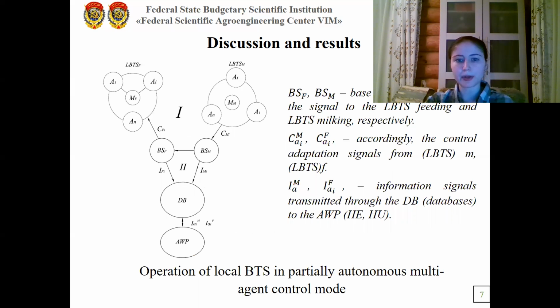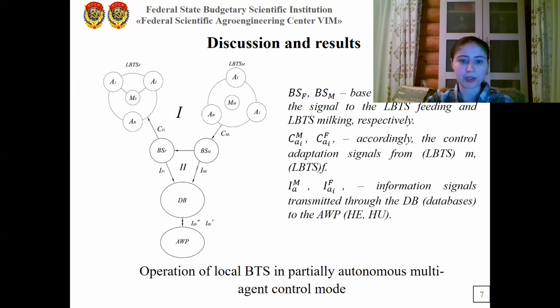At the same time, the operation of individual local BTS may not require communication with the control center, human expert or human user, through the corresponding AVP to make a decision, and can directly transmit signals from one LBTS to another, using autonomous multi-agent control modes. For example, the local BTS of feeding receives a signal from milking BTS about a change in functioning conditions, for example, decreased milk yields in a group of lactating animals without changing their health indicators.